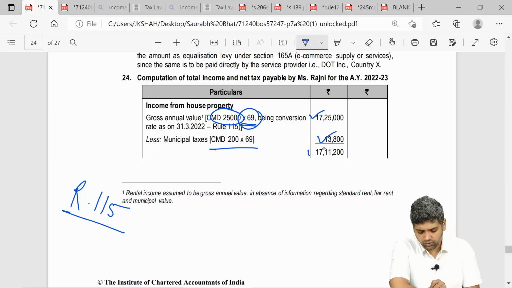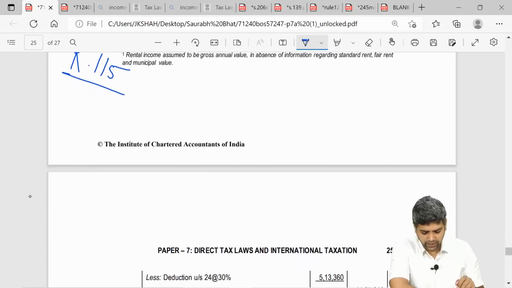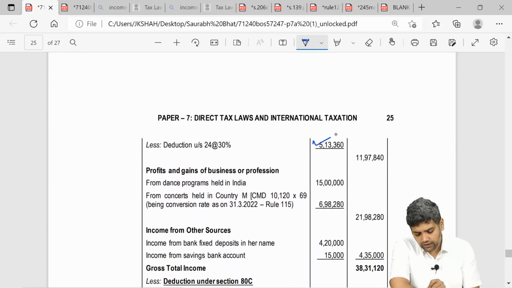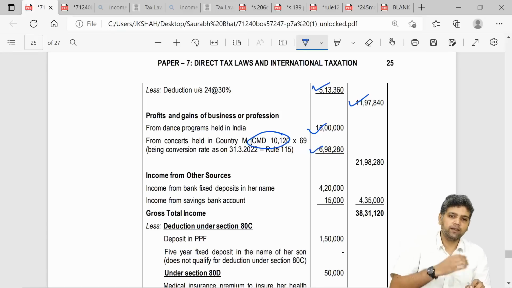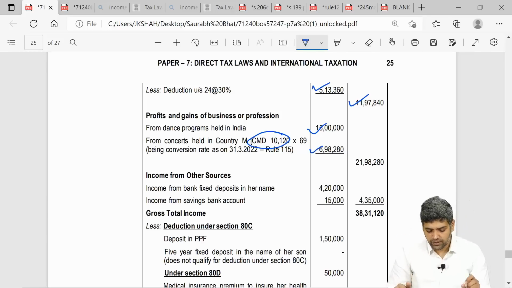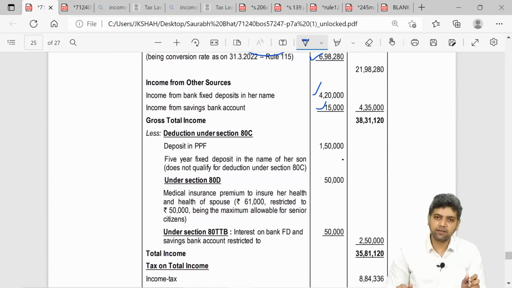So 13,800 you deduct, net annual value arises. 30% standard deduction is allowed to arrive at net rental income. Then in India you have earned 15 lakhs from dance performances. Again outside India you have earned 10,120, that's given in the question. So I am on step 1, that is calculate total income inclusive of your foreign income. Then you have been given bank fixed deposit and other savings bank interest.